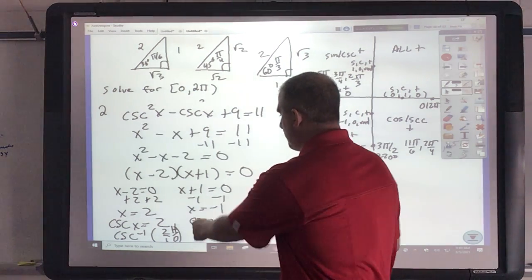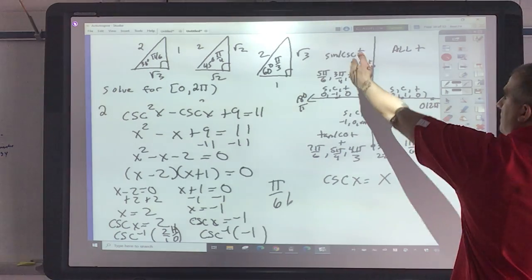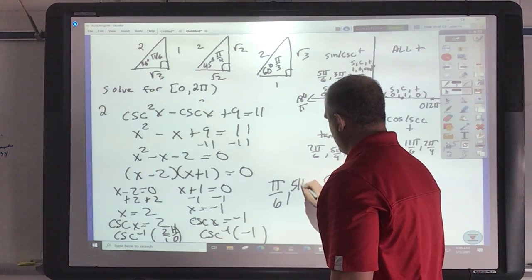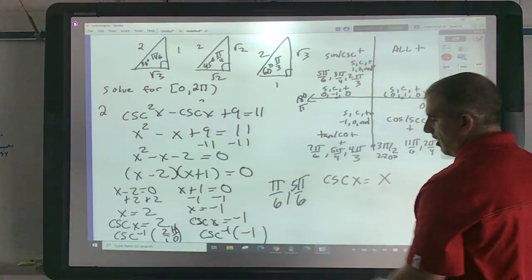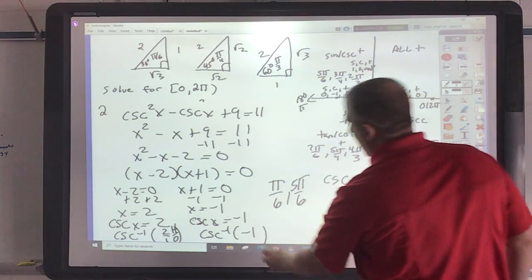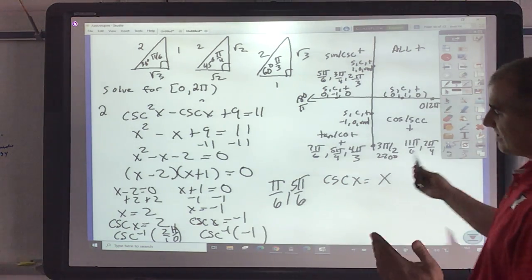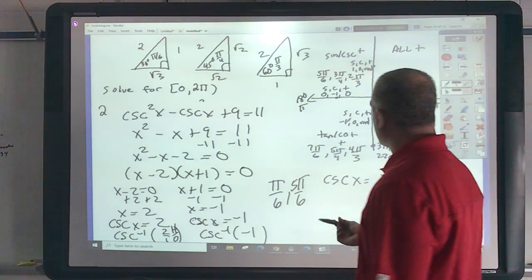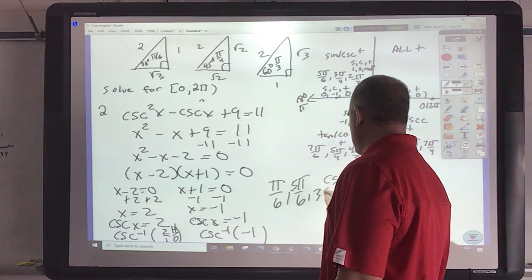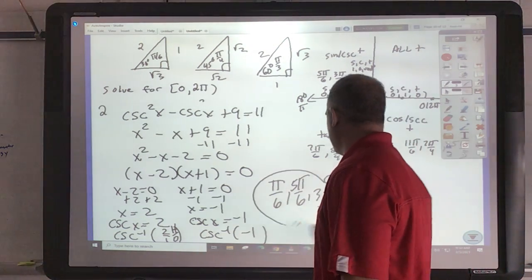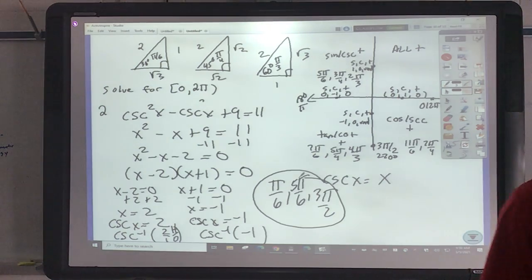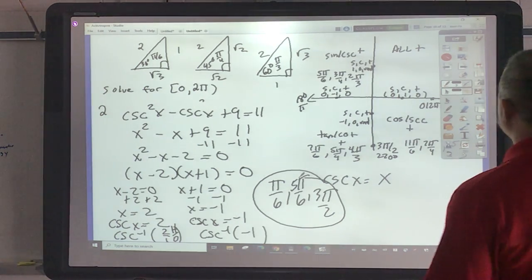Now, since it's positive, where else is sine positive? That would be here. So 5 pi over 6 would also work there. All right, where is cosecant inverse at -1? Well, cosecant and sine are basically the same thing on the axis points. So that would be 3 pi over 2 for that answer. So those would be your answers for that one, okay?